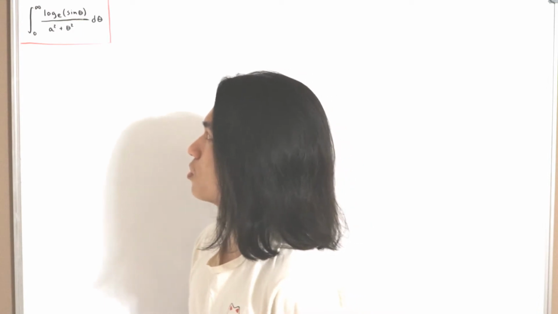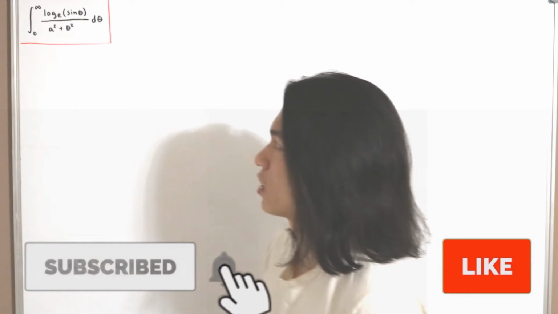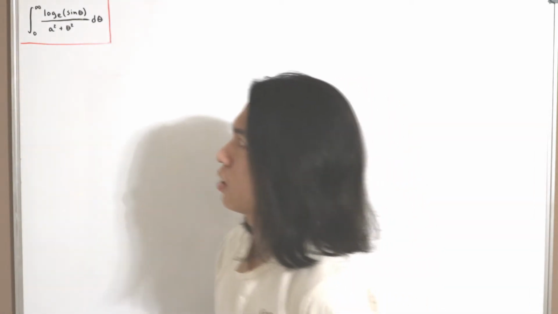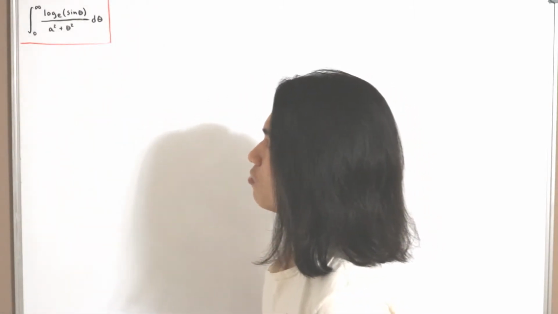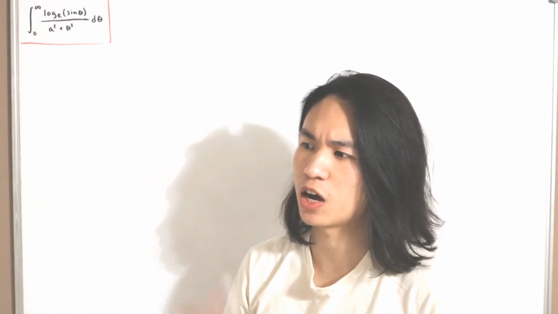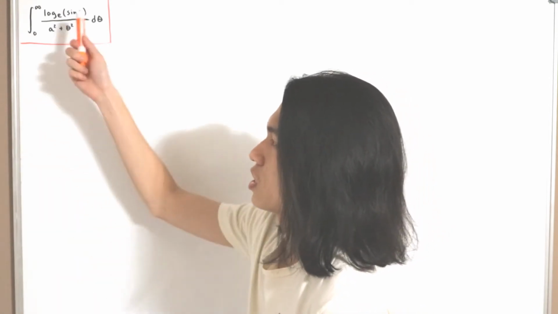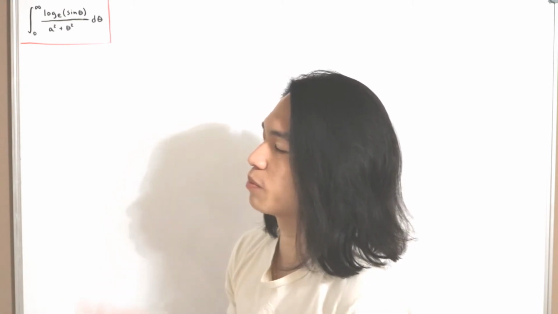So the integral from 0 to infinity of log base e of sine theta divided by a squared plus theta squared d theta, where a can be any real number. But also don't forget that theta cannot be equal to 0 with every periodicity of plus or minus 2 pi, because sine of 0 is 0 and you can't have the log base e of 0 because that would be undefined.